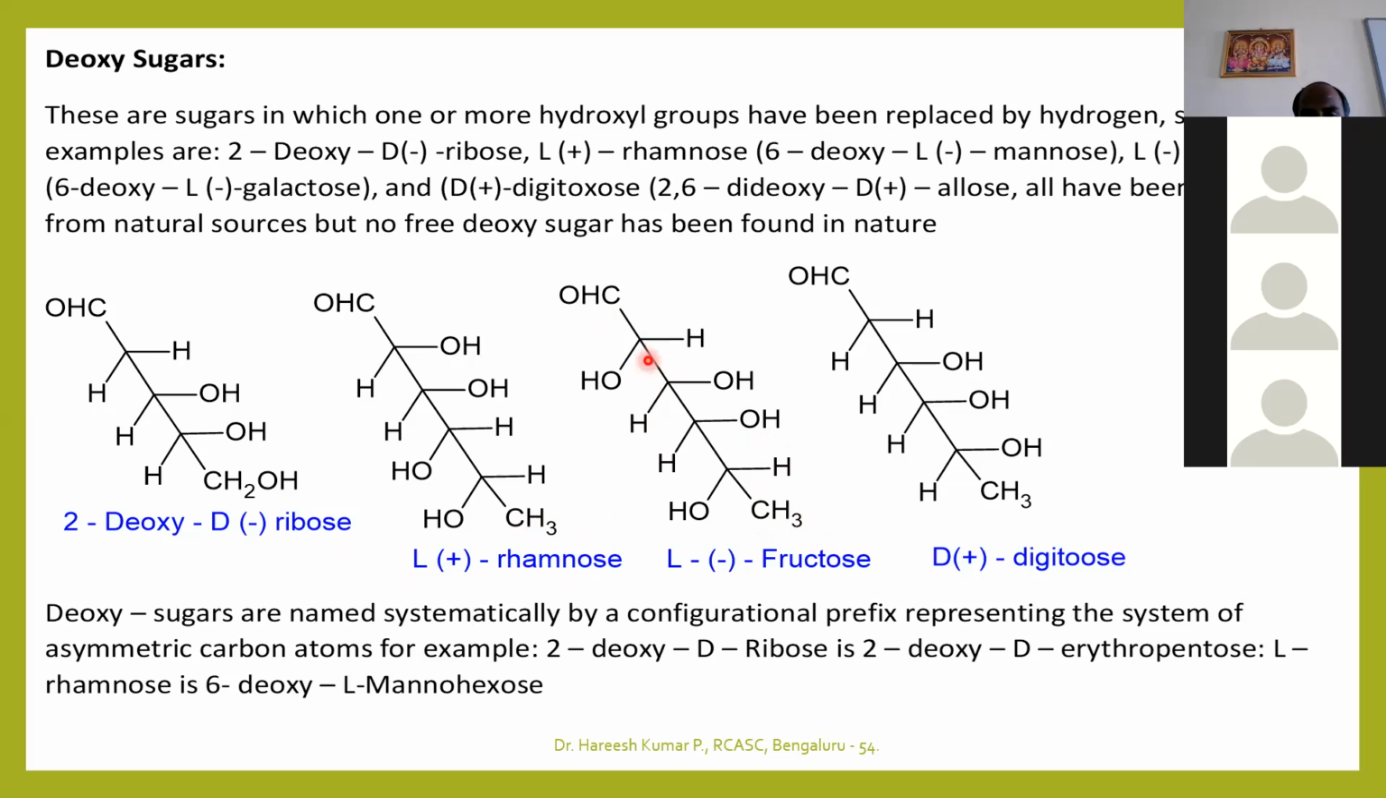Okay, fructose means there should be a C=O group on the second carbon atom. Now, first check the carbon atoms: 1, 2, 3, 4, 5, 6. Correct. So here there is no hydroxy group. You should make this a C=O. C=O means this is not an alcohol. This is a ketone. So you know that in fructose, the second carbon atom is the keto functional one.